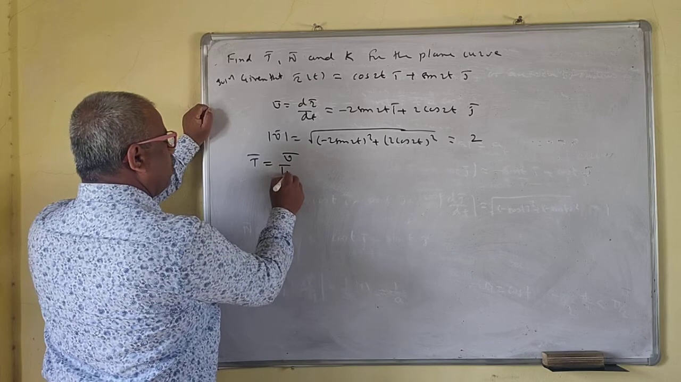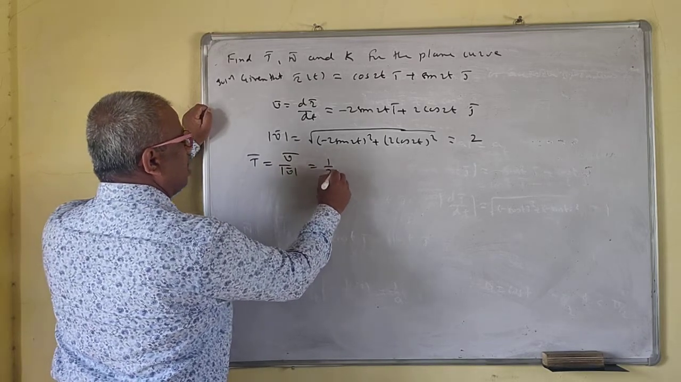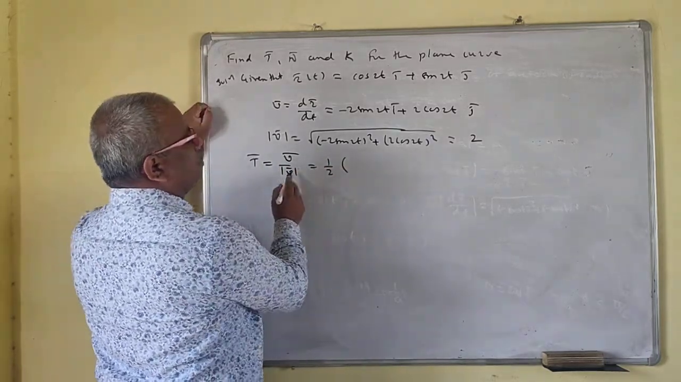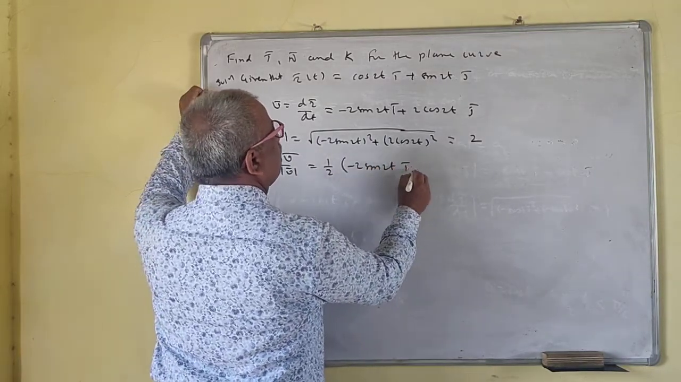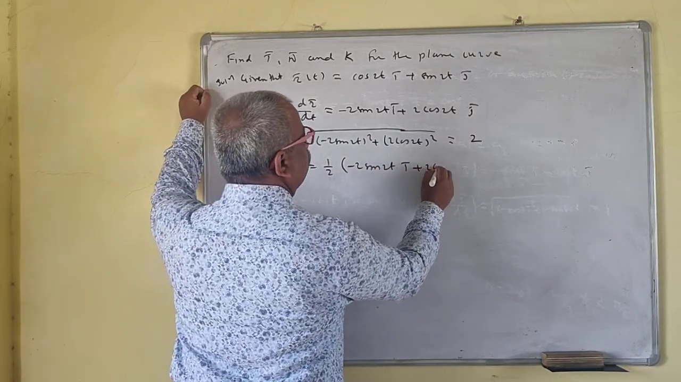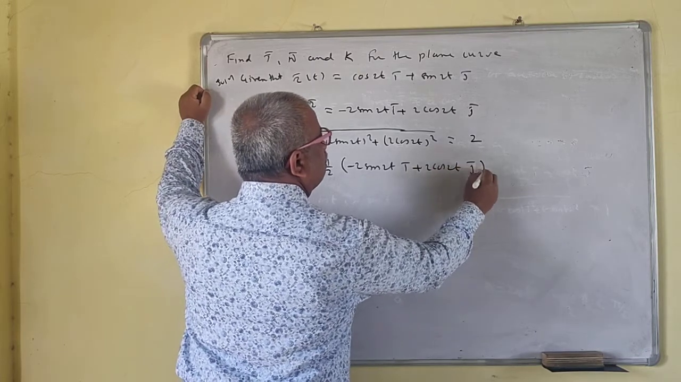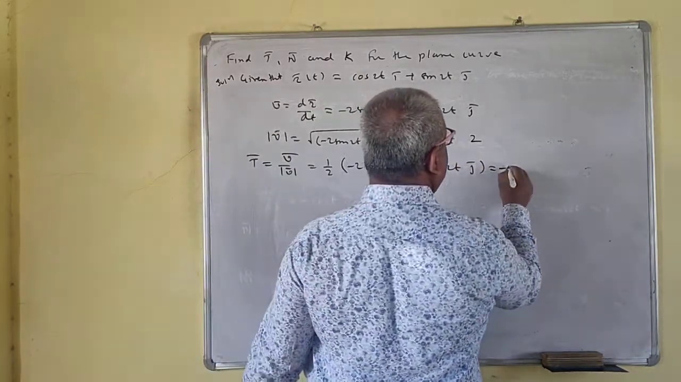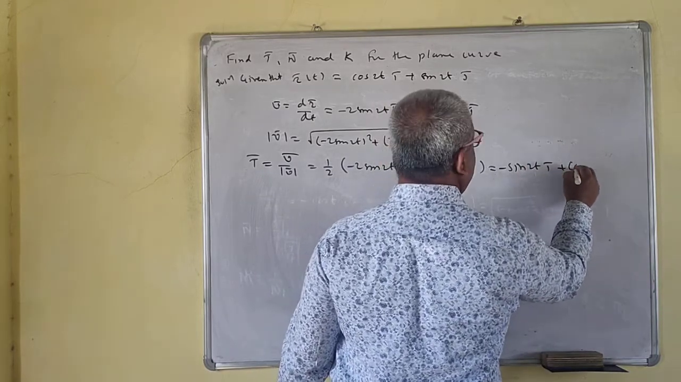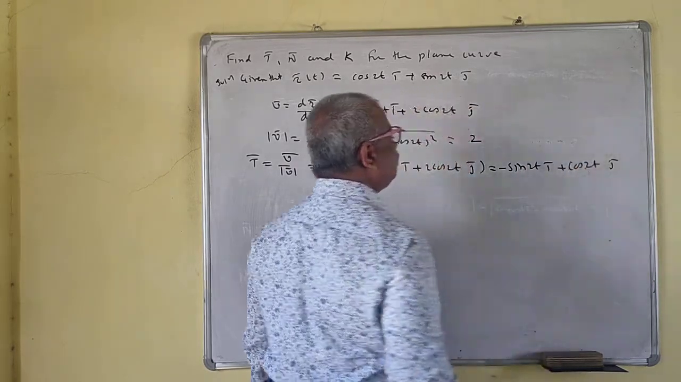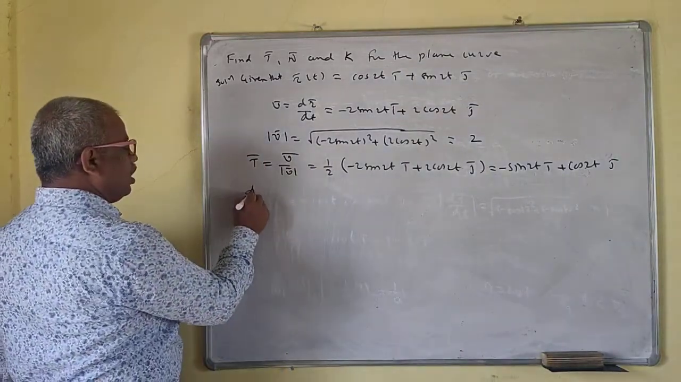Okay, so now your T bar is V bar upon the norm of V bar. So this is 1/2, 1 upon mod of V, times minus 2 sin 2t i bar plus 2 cos 2t j bar. So the 2 gets cancelled. This is minus sin 2t i bar plus cos 2t j bar.